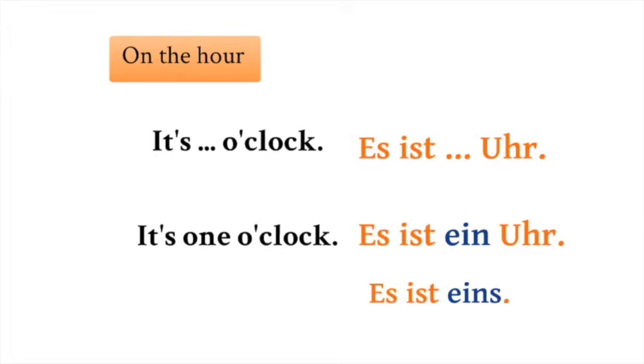As you can see here, if you want to say it's 1 o'clock, then you have to say es ist 1 Uhr. Here you have to cut out the S in the word eins, which can be translated as 1. This is the only exception. It's 1 o'clock, es ist 1 Uhr. The short form, it's 1, es ist eins.